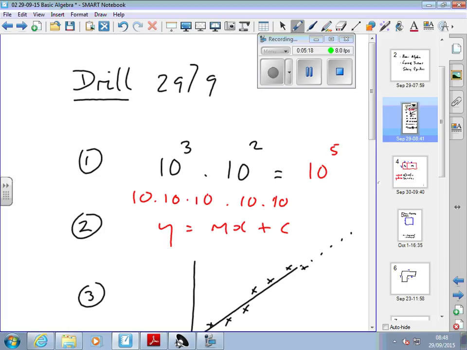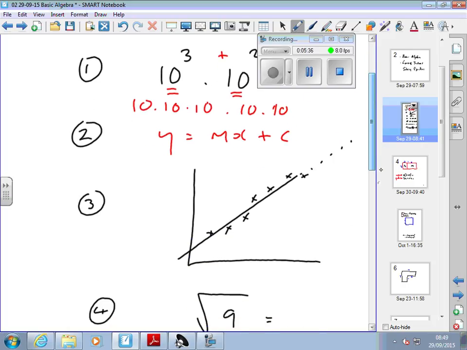But it's highlighting something we're talking about later, which is the laws of indices. This is the first one, where you're multiplying numbers together, you effectively add the powers. So 3 plus 2 equals 5, so long as the base, which is this, is the same. Number 2, y equals mx plus c. Y. Yeah, and what variable do we call that? The dependent variable.